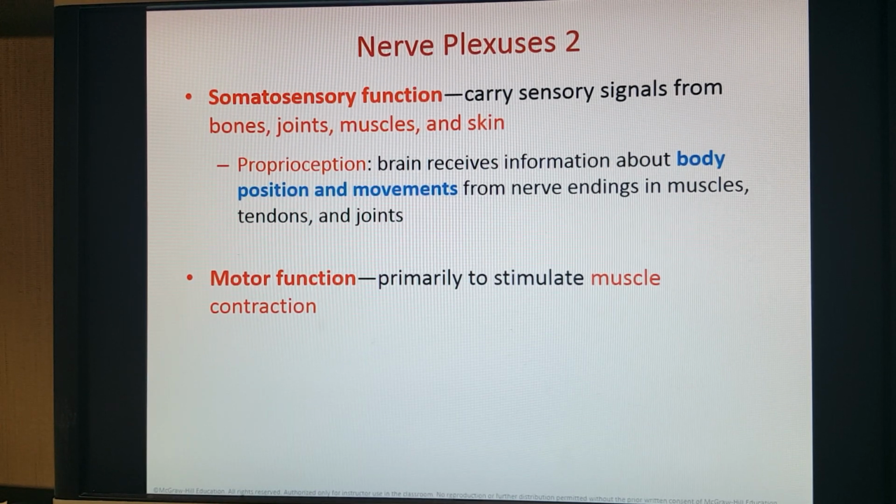Some of these nerve plexuses also have what's called a somatosensory function. So incorporating information from where your bones are, your joints, your muscle, and skin, and this is called proprioception. So it tells your brain where your body is, where it is in space, as well as what movements are occurring in the body. So helping your brain to incorporate that information.